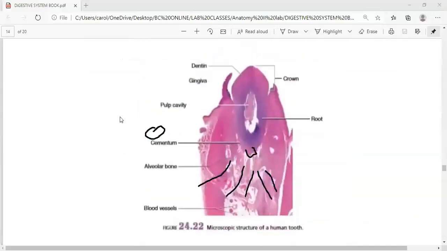Now you have in here a cut of a tooth, where you can see you have a crown, and you have the root right here. But those are basically the main things that you need to know about this.